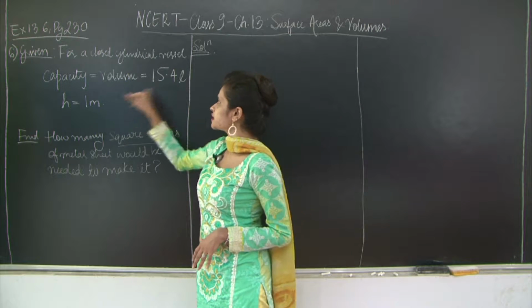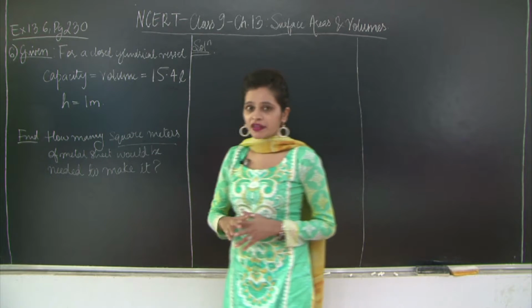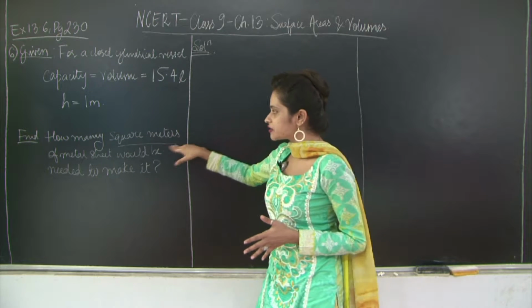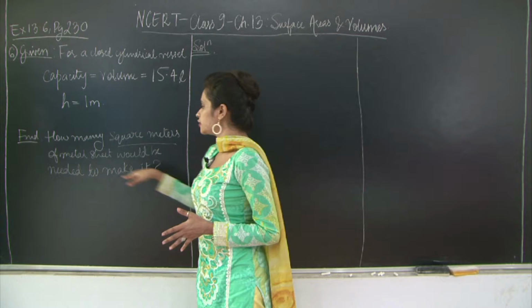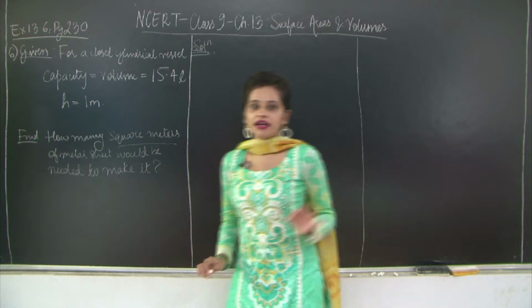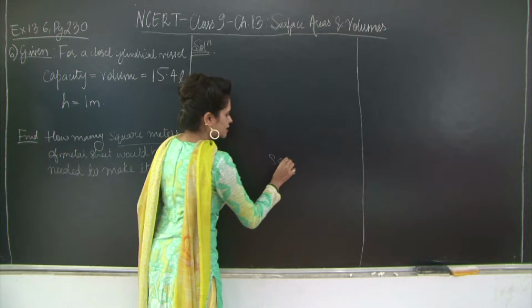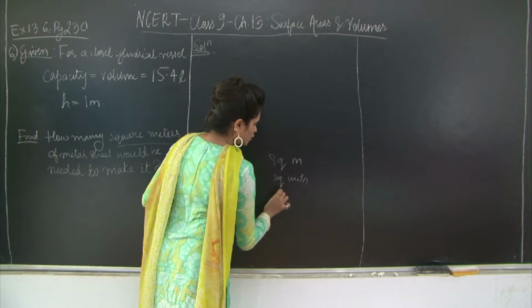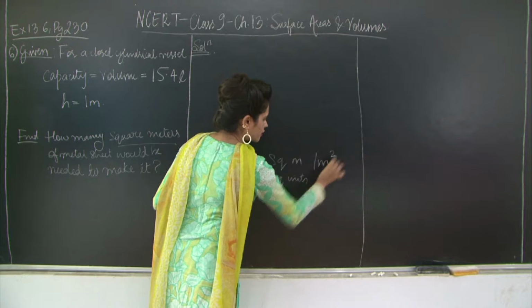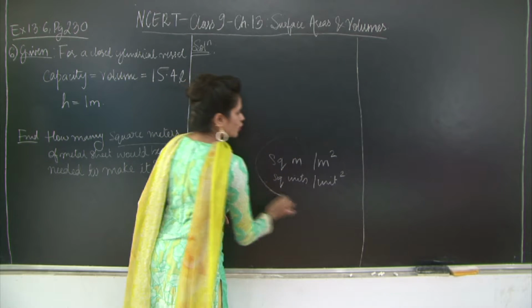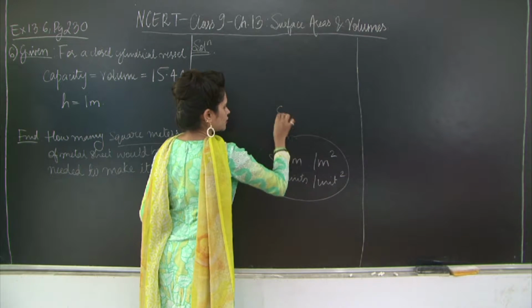There is a difference in units, liters and meters. Now let's see what we need to find. We need to find how many square meters of metal sheet would be needed to make it. So first of all, when you're talking about square meters, or square units, or meter square, what are we really talking about? We are talking about surface area.